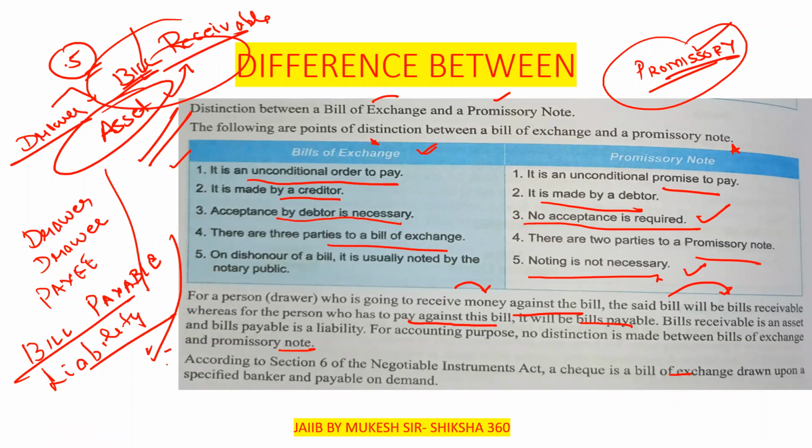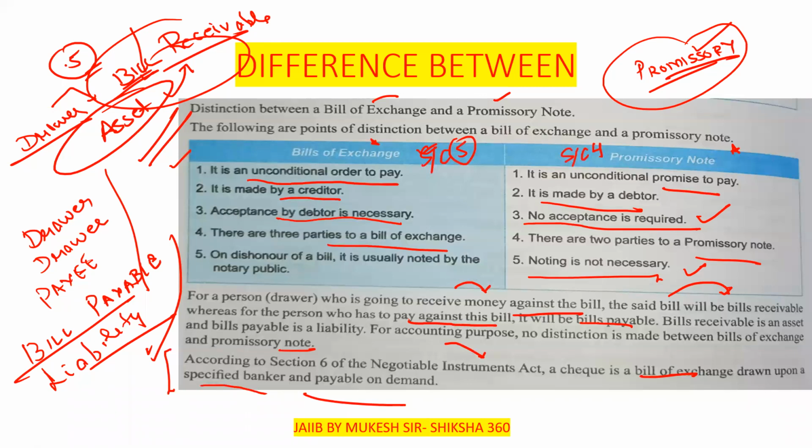So we have discussed section 4, this is section 5, and section 6 is the check. According to section 6 of the Negotiable Instruments Act, a check is a bill of exchange drawn upon a specified banker and payable on demand.